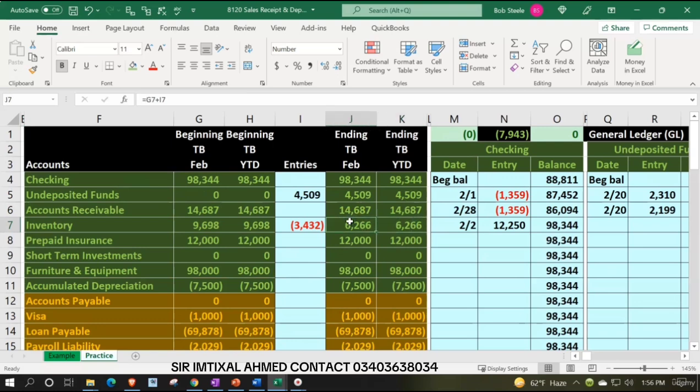These being the same on both sides because these are the permanent accounts that didn't close out, so they're the same for the year-to-date numbers as well as simply the month of February numbers. So I think that's everything.